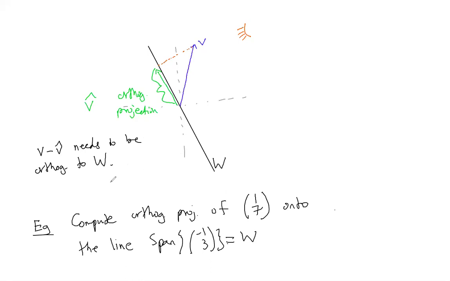So we can just solve for that. Here's V. We don't know what V hat is, but we can just put in some random numbers like A and B. We can take their difference and dot product and set that equal to 0 and then solve for A and B. So we can do (1, 7) minus V hat. Let's say (A, B) equals V hat. The dot product of this with (-1, 3) equals 0.